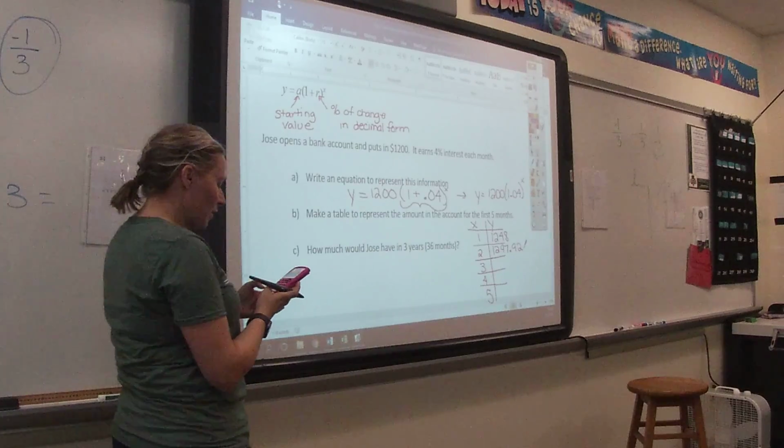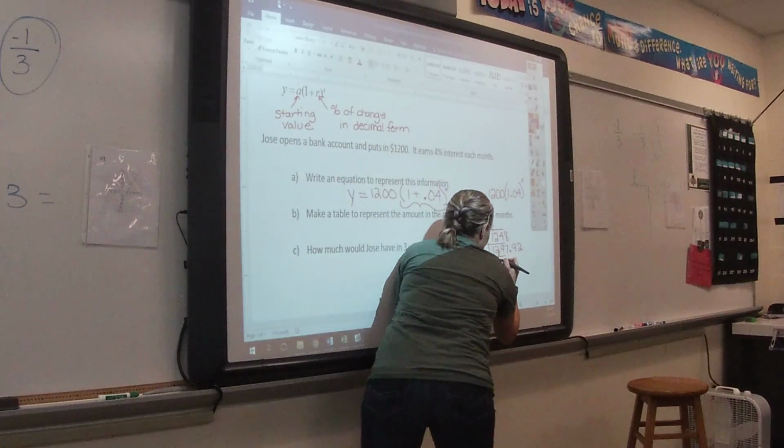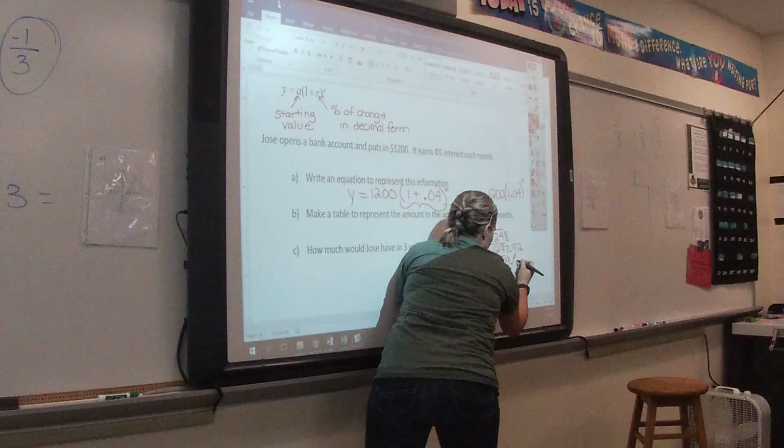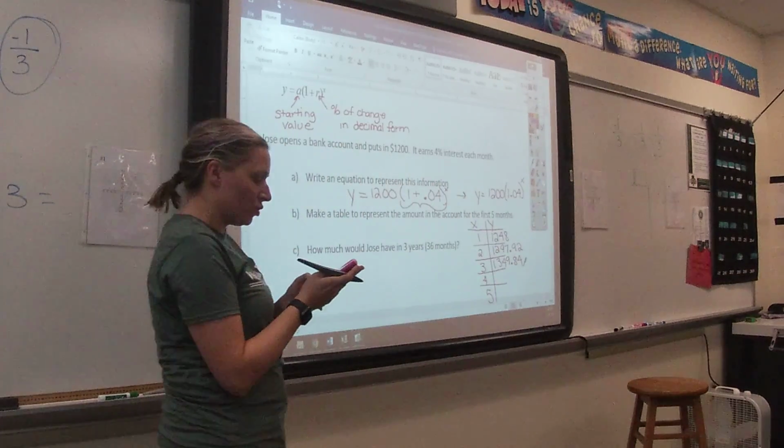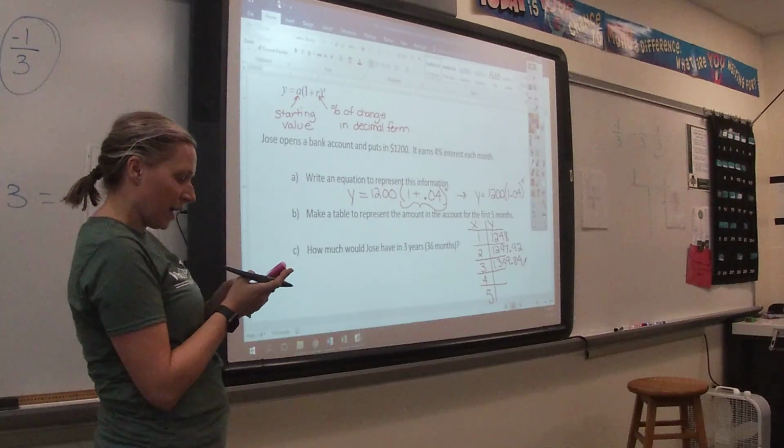And then we're going to put in a 3.1349. I guess if we round, even though the bank wouldn't really be generous to round up for you, we'll just use math rounding rules.